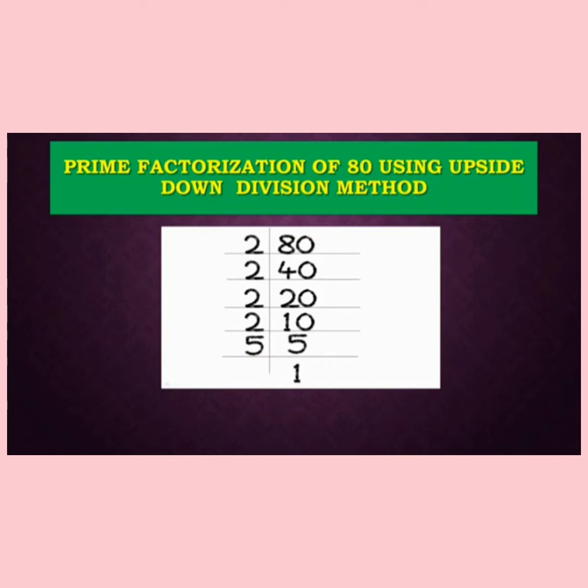10 is again an even number. So when we divide 10 by 2 we'll get 5. 5 is a prime number. So 5 divided by 5 is 1. Therefore, the prime factorization of 80 is equal to 2 into 2 into 2 into 2, 4 times, into 5.